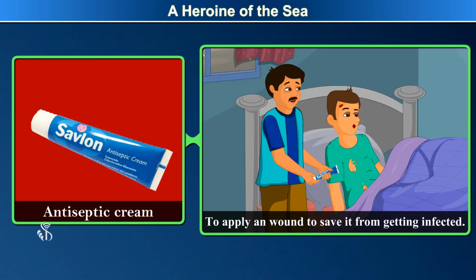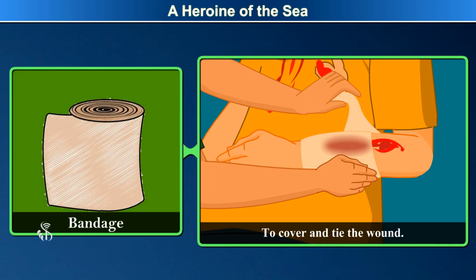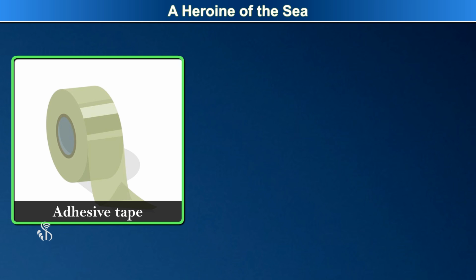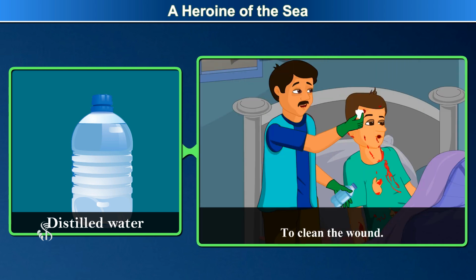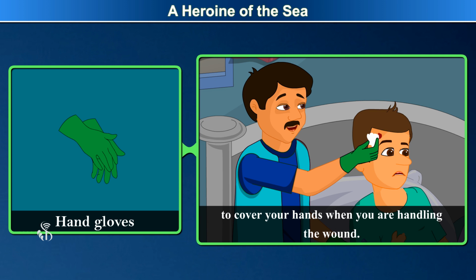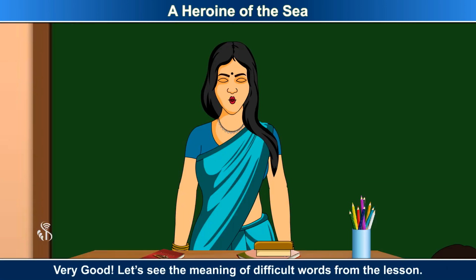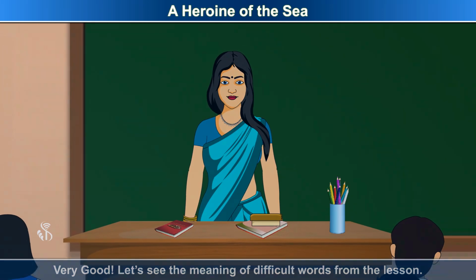Antiseptic cream. To apply on a wound to save it from getting infected. Bandage. To cover and tie the wound. Adhesive tape. To fix the medicated cotton on the wound. Distilled water. To clean the wound. Hand gloves. To cover your hands when you are handling the wound. Very good. Let's see the meaning of difficult words from the lesson.